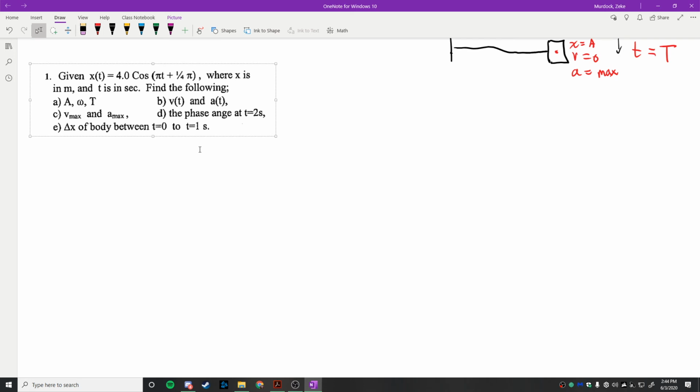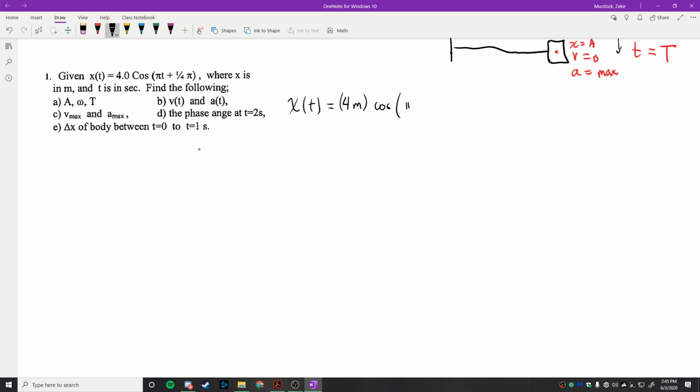Should be pretty easy. So let me rewrite the function. The way I would write this is x as a function of time is equal to 4. Now that has to have a unit, right? It can't just be 4. But it says x is in meters, so to make it have meters, we say 4 meters, and we multiply this by the cosine of pi t.